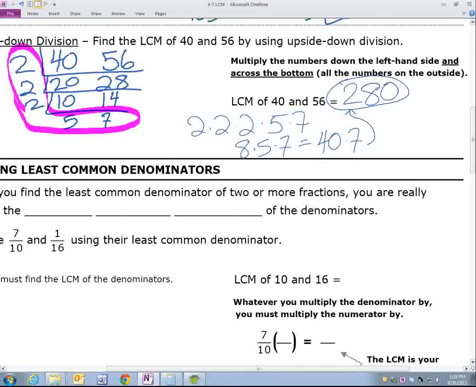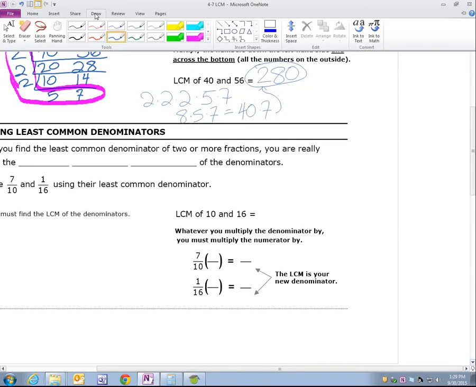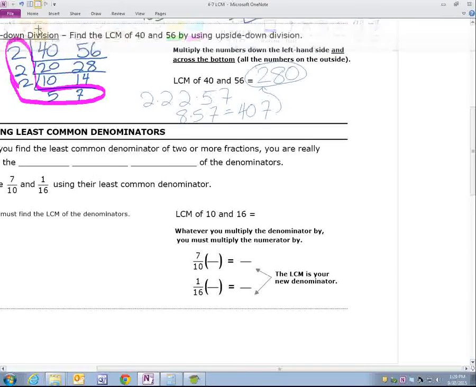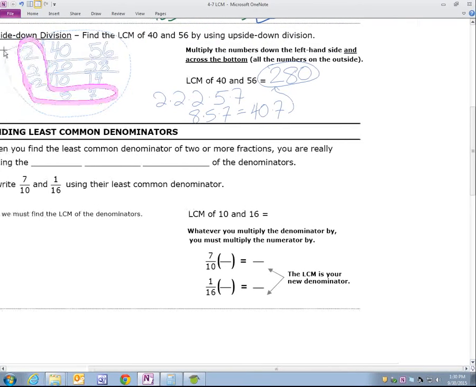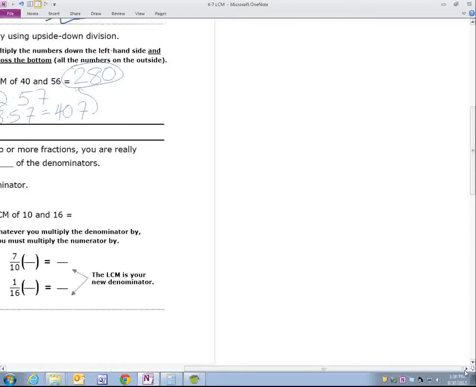Yes, sir? It doesn't always work whenever there's 3 numbers. Let me show you a trick before we do that, okay? Here's a way to remember which side you do for the LCM, a way to remember on the upside down division what we do.